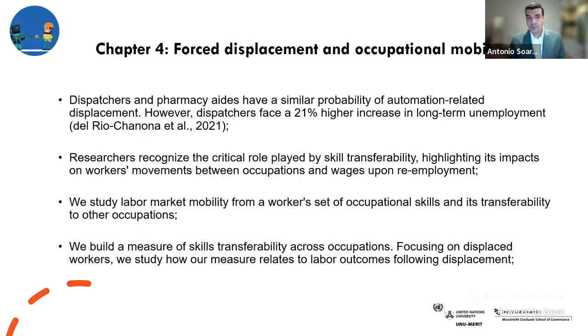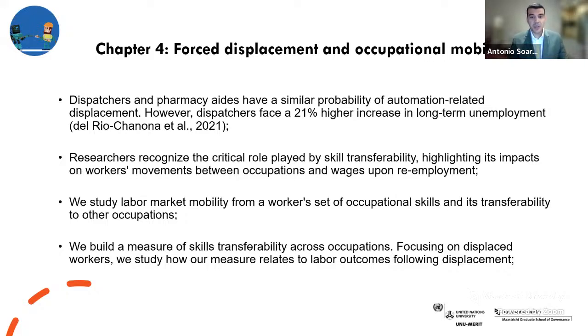In the third chapter, I then focus on skills transferability and again look at the impacts of technology on workers in terms of displacement and how skills transferability can help them mitigate the negative impacts. Take the case, for instance, of dispatchers and pharmacy aides. They have a similar probability of automation-related displacement. However, dispatchers face a 21% higher increase in long-term unemployment.